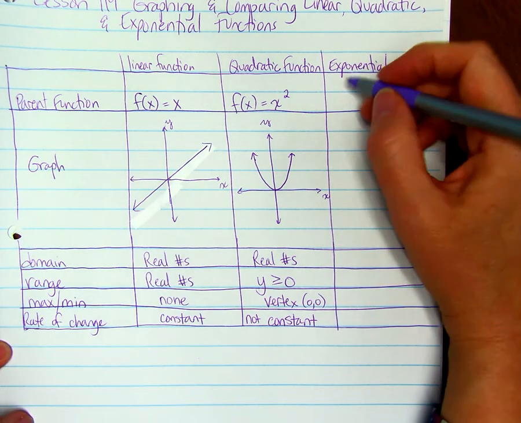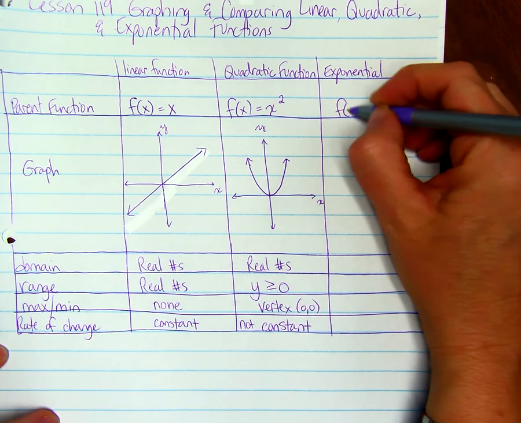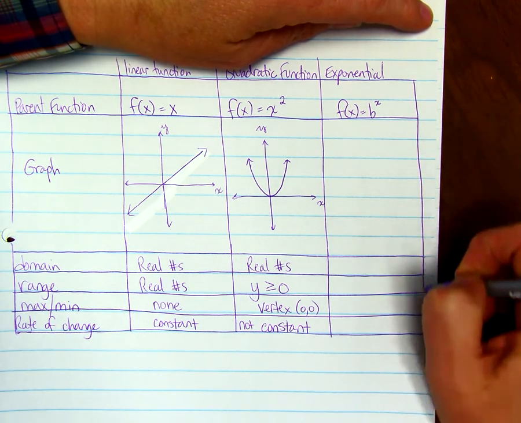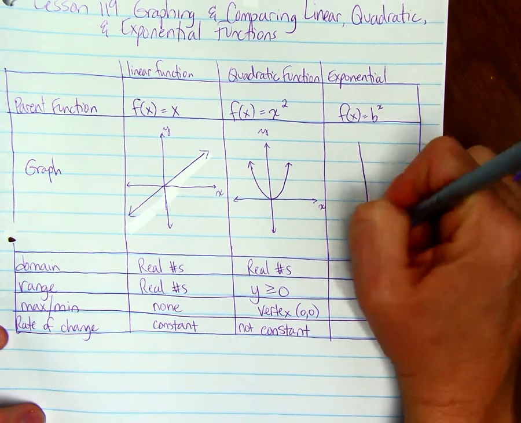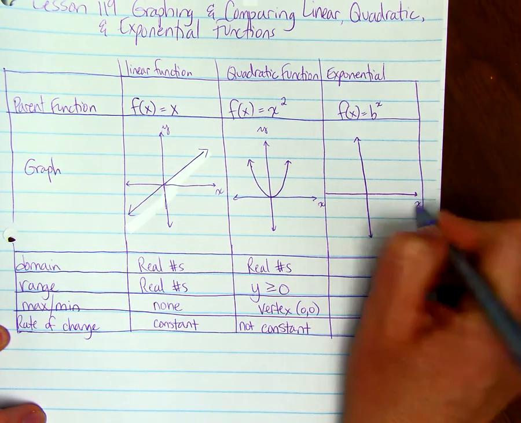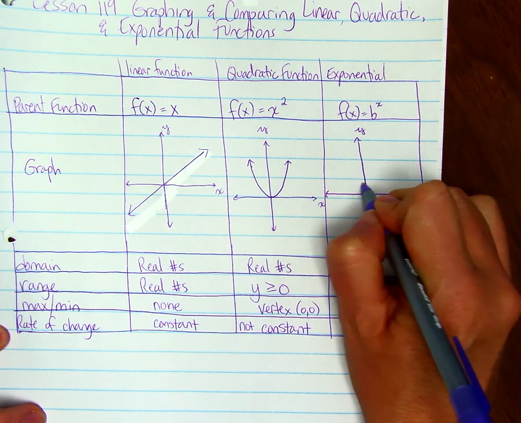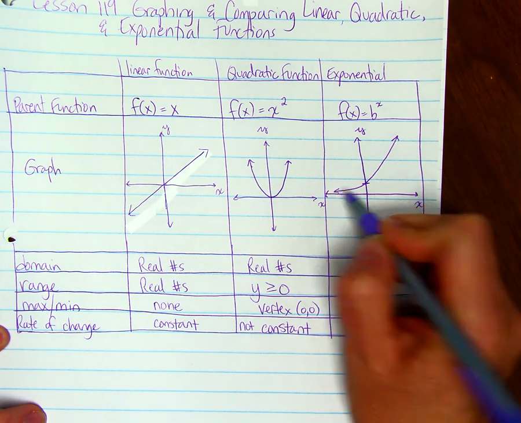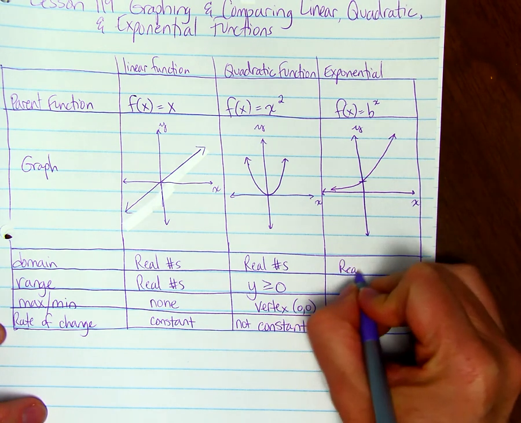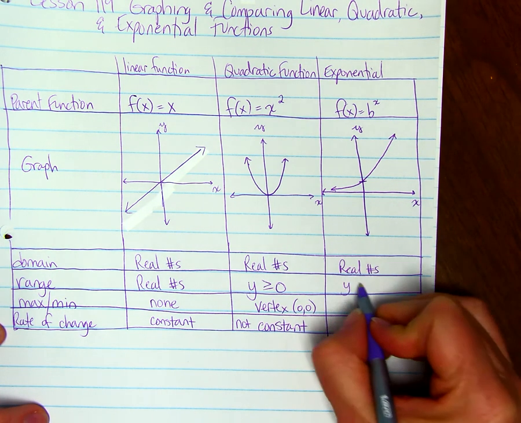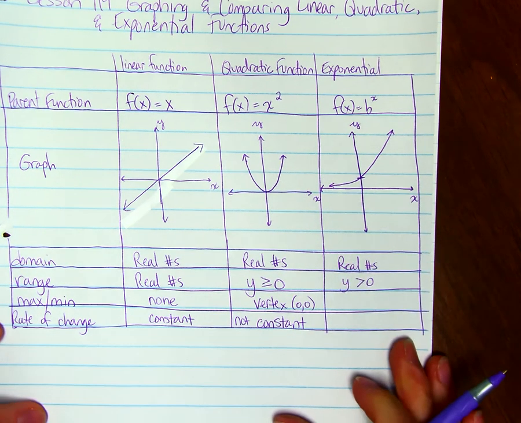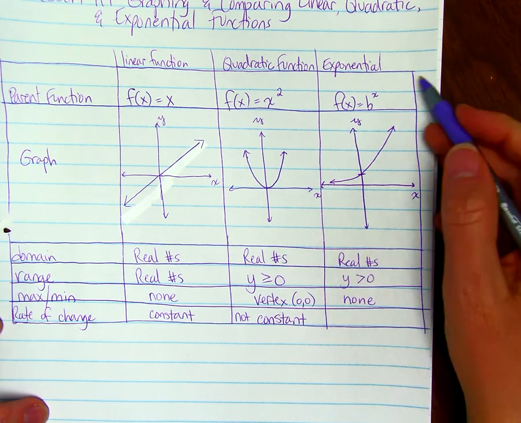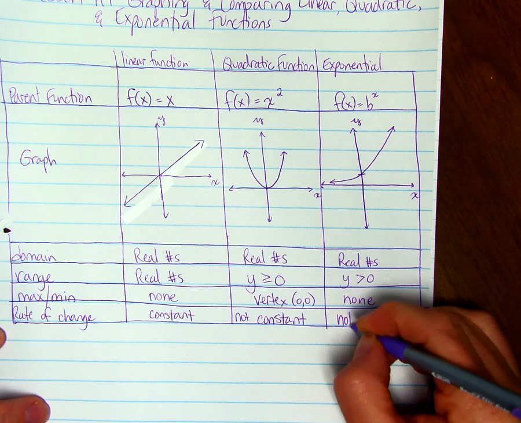Now for exponential, the parent function is f of x equals b to the x, where b does not equal 0 or 1. When we look at the graph of the parent function for exponential, it goes through 0, 1, gets close to the x-axis, and then increases exponentially. So the domain is all real numbers. The range is y is greater than 0. It's never going to touch the x-axis, so y will never be equal to 0. There is no max or min. It continues to get smaller to the left and bigger to the right. And the rate of change is not constant.